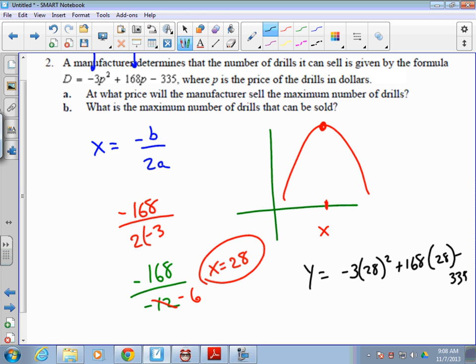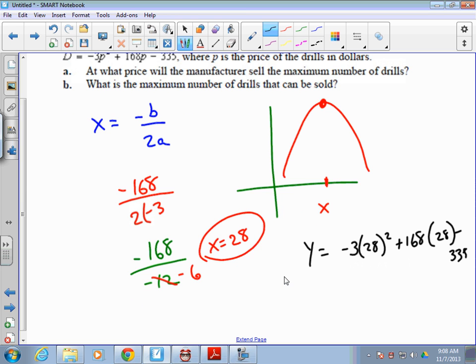So when we simplify that, it's going to make some great big numbers for us, but really not super hard. When you square 28 and then multiply it by negative 3, you're going to get negative 2,352. And then when you multiply 168 times 28, you're going to get 4,704. Again, these are great big numbers, and that's what calculators are for. But notice the steps on them really aren't that hard. You're just squaring something and then multiplying it.